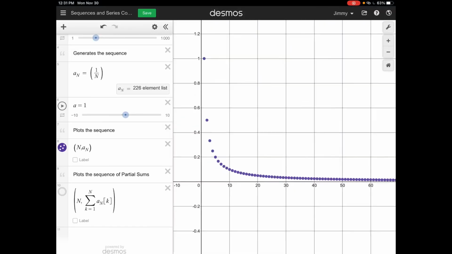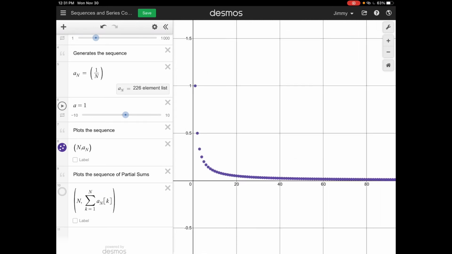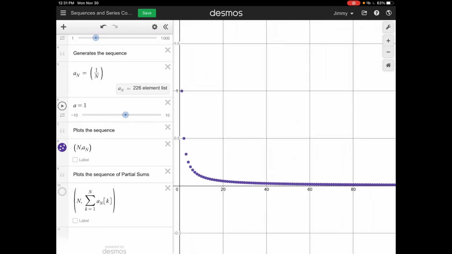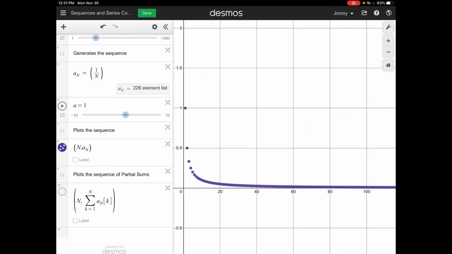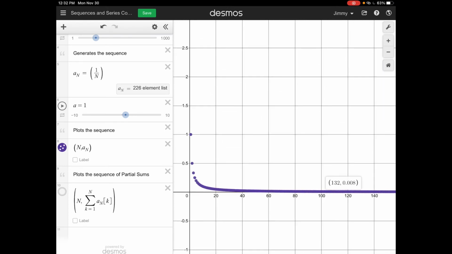So we'll start here. We'll look at the graph of the sequence itself, a of n, and that's here in purple. And you notice how we start at 1, and as we work our way to the right, it gets closer and closer and closer to that x-axis. So that limit was approaching a value of 0. Now, we're not trying to determine the convergence of a sequence. We're trying to determine the convergence of a series.